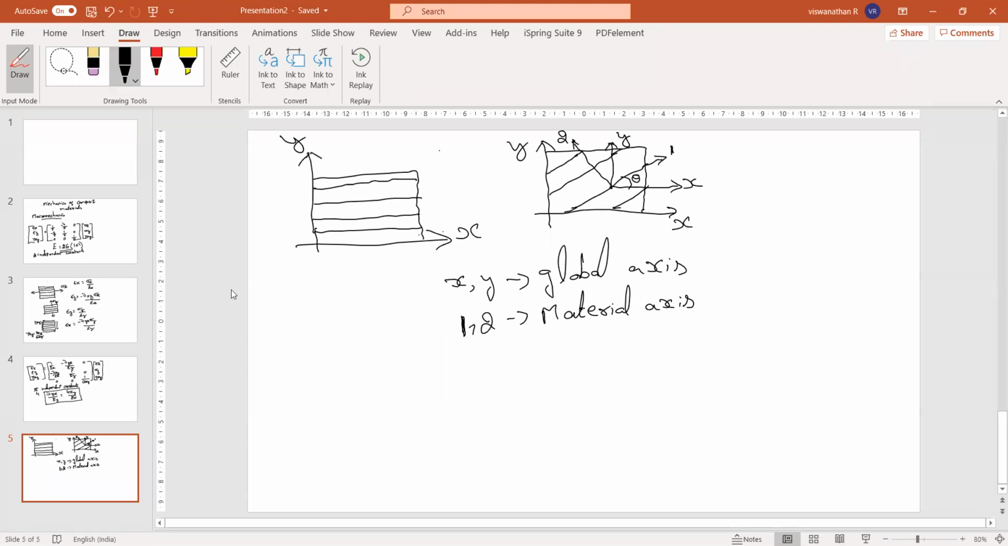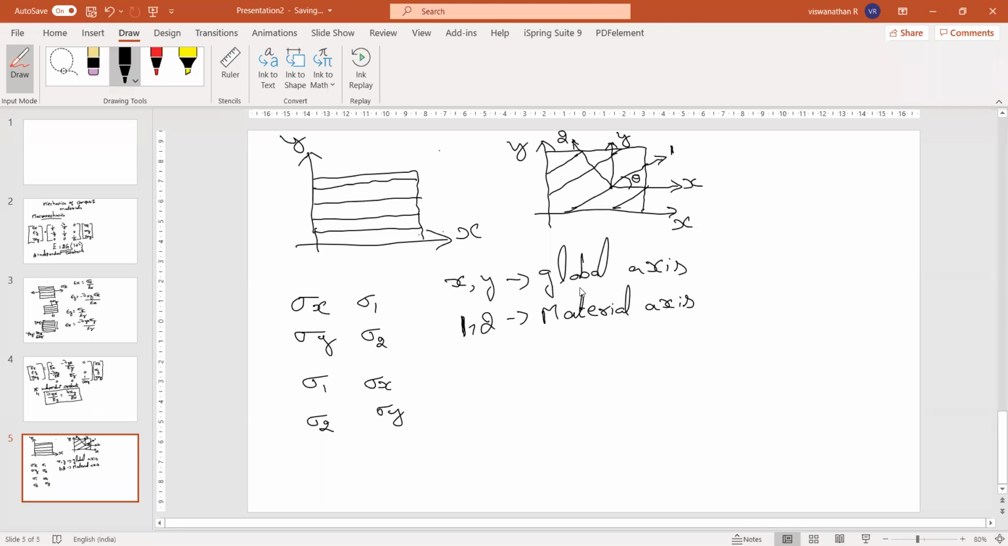Yeah. Suppose you apply a stress and you want to know what is sigma x, sigma y, and find out sigma 1 and sigma 2. Or you already know sigma 1 and sigma 2, and you want to find sigma x and sigma y. In that case it will help. Even in the case of strains it will help.